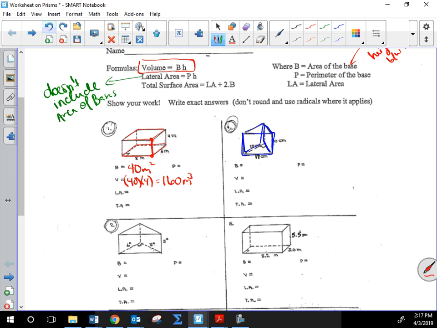I want you to discuss with your shoulder partner, why is it perimeter times height? Where does that formula come from? Think about what our lateral area is. And why is it perimeter times height? And that perimeter, that capital B, is again perimeter of the base. So if I were to add all these together.